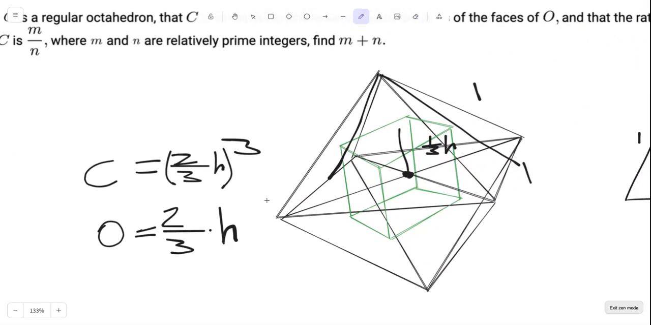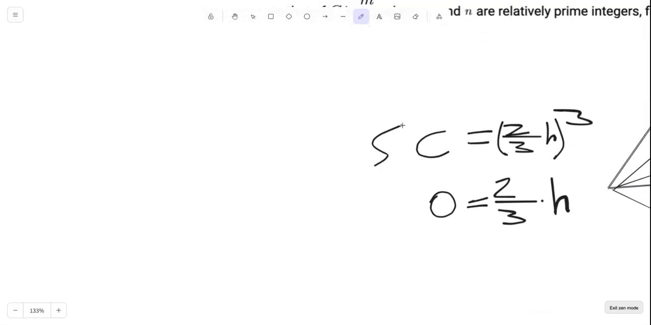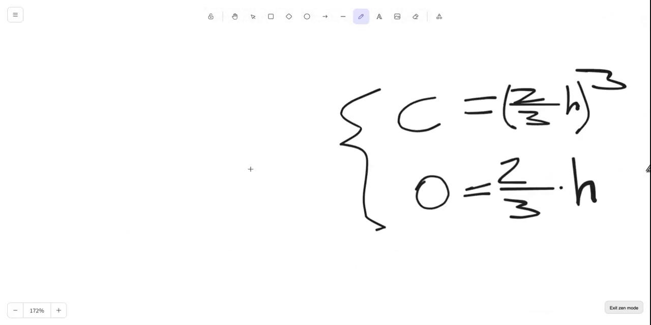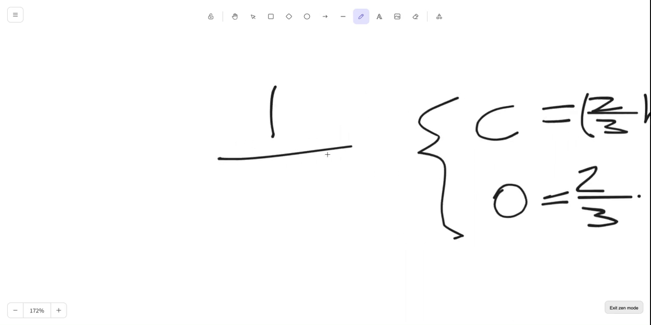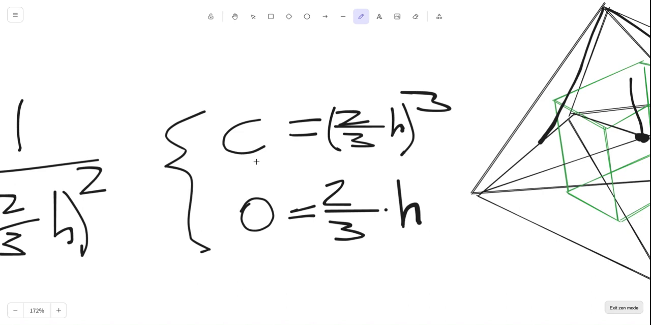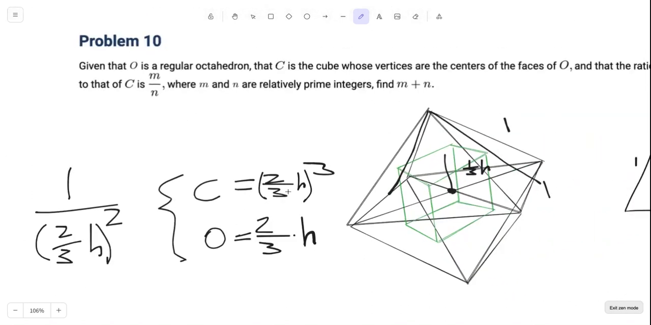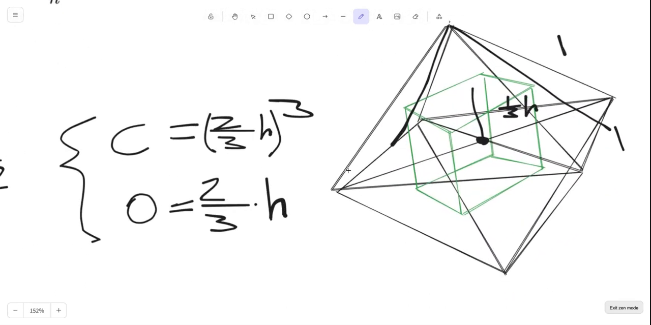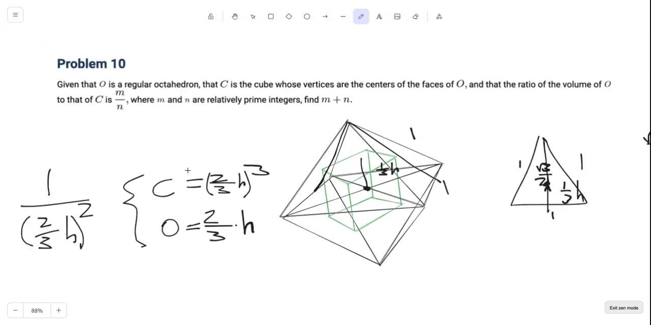Now we have to find the ratio from O to C. So we have 2/3 h to (2/3 h) cubed, which is literally just 1 over (2/3 h) squared. Something's wrong here. The volume of O to that of C.